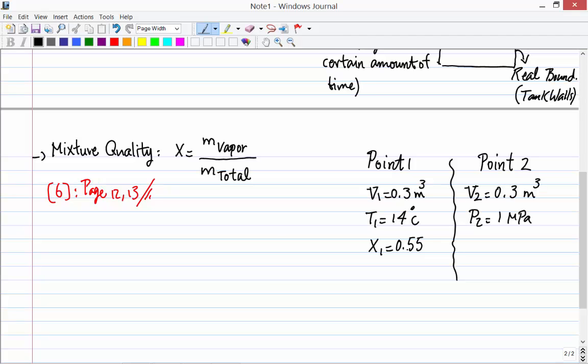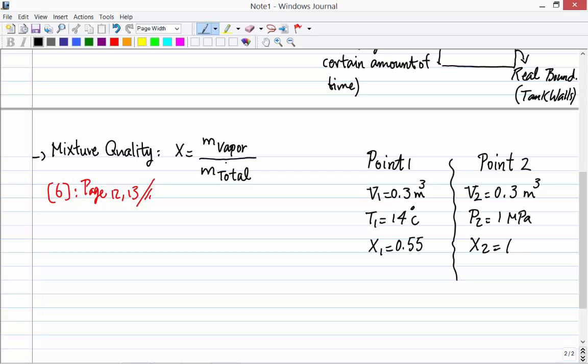It's a mixture, so you warm it up, the liquid evaporates, and as soon as it gets to the vapor, the whole mass is vapor, we close the valve. That point would be saturated vapor. So X2 would be 1 because the whole mass is vapor now.